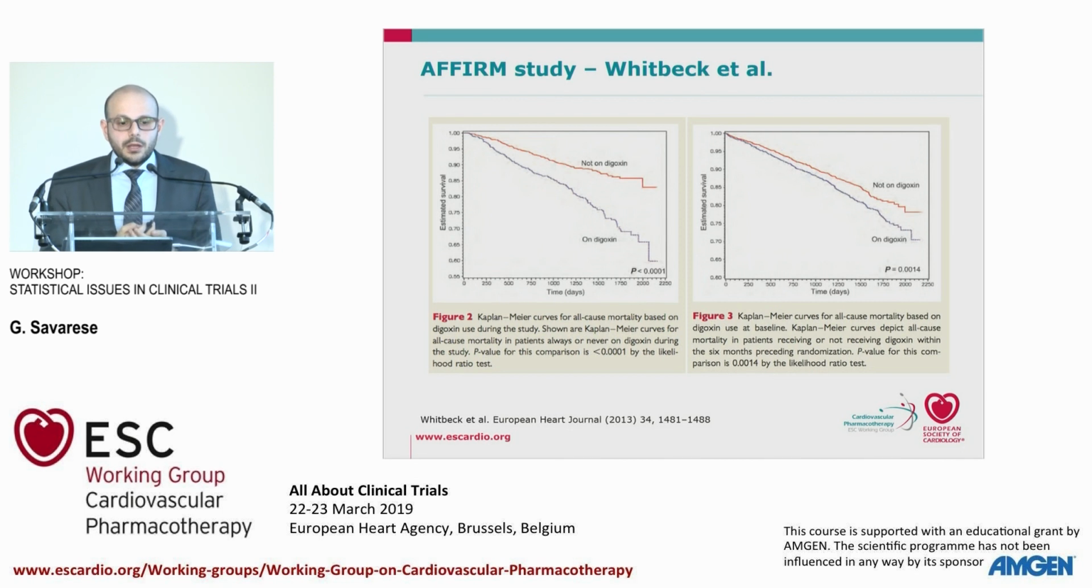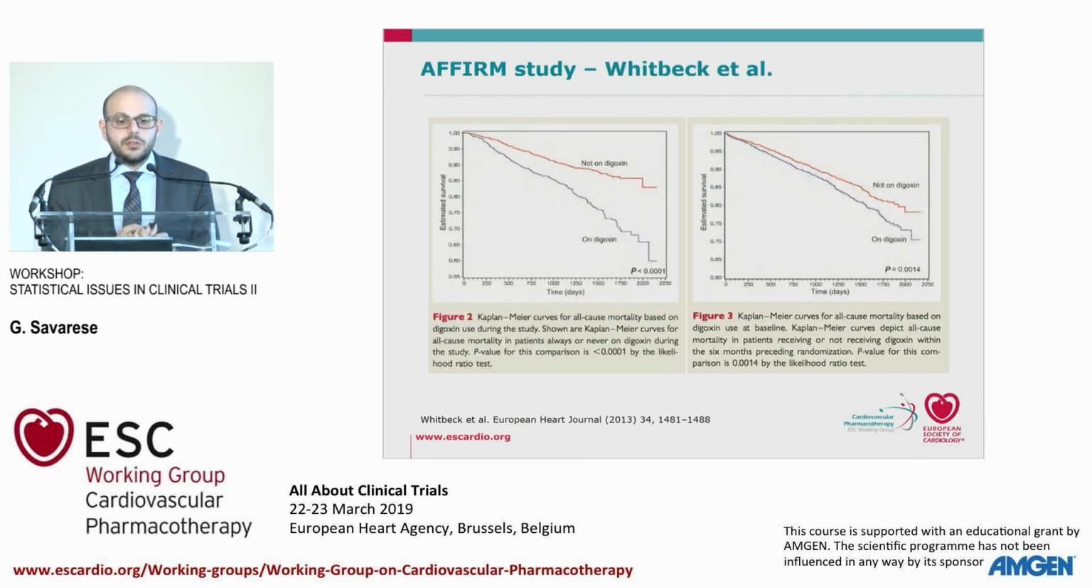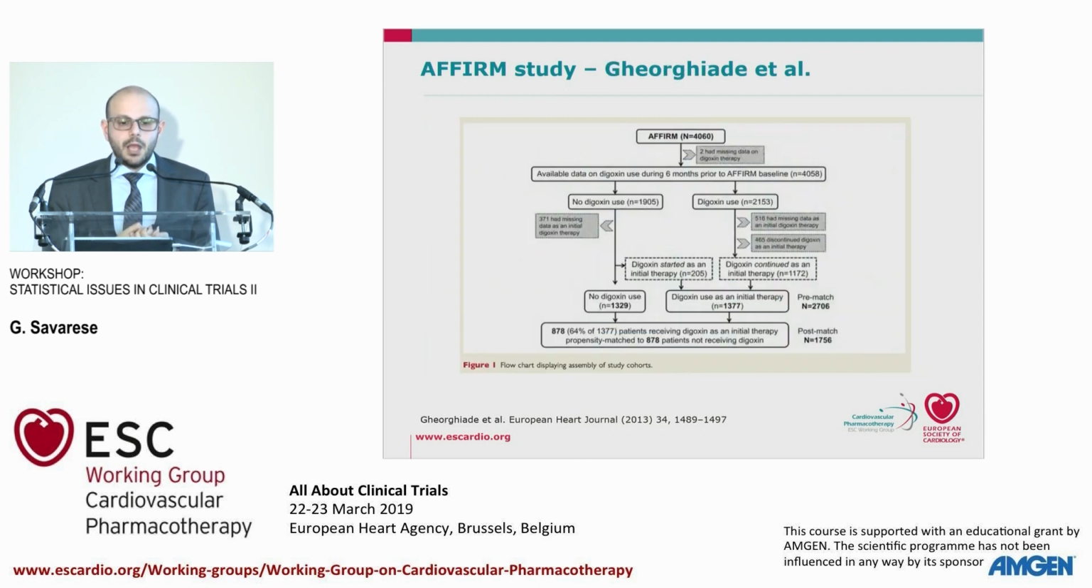So what did the authors do? They had a Kaplan-Meier, and in their Kaplan-Meier they showed that mortality associated with digoxin was much higher as compared with those who were not receiving digoxin. And this was a crude analysis, and they did multivariable adjustments, and they came out with the same results. So in this first study, the use of digoxin was associated with increased risk of mortality, okay?